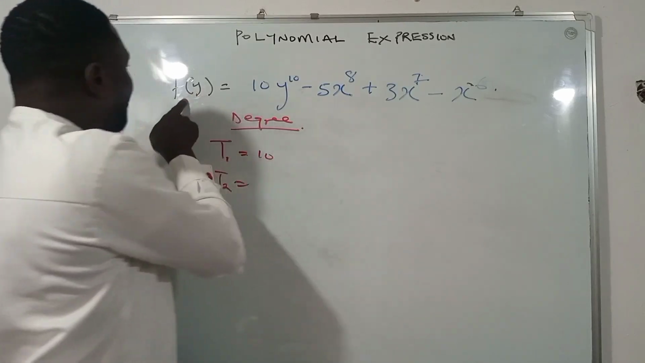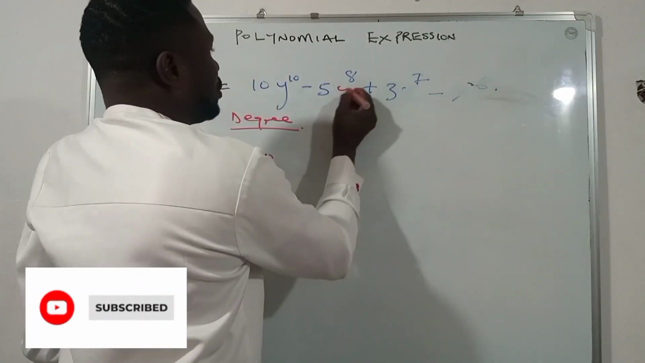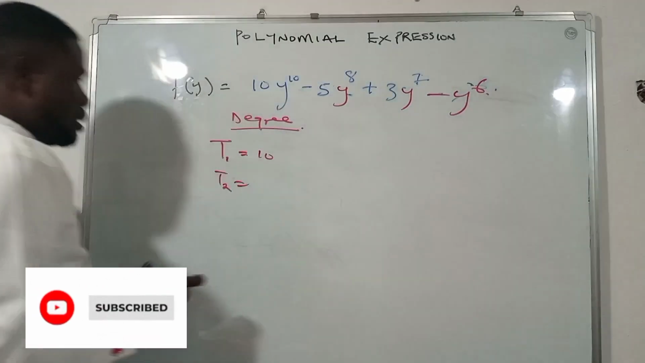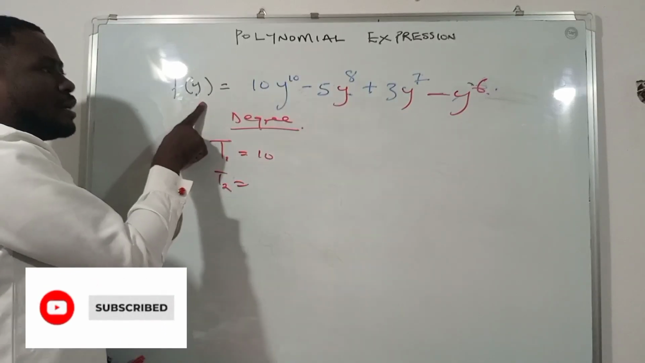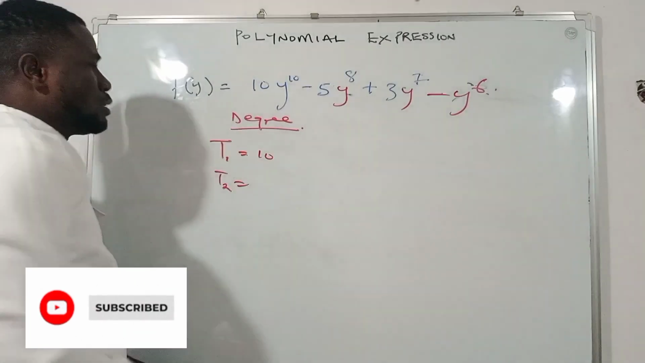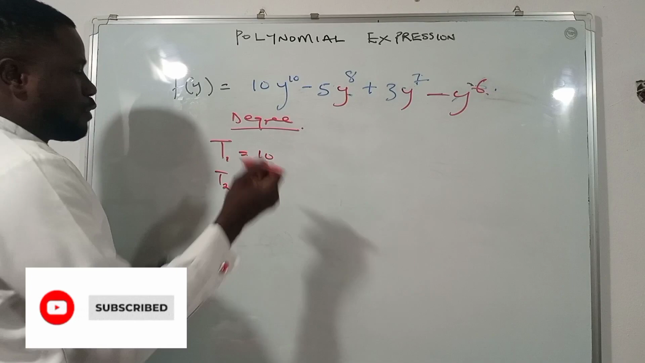For the second term, sorry, because this is f of y, all through here will be y. Please take note, because the expression is defined in terms of letter y, f of y, therefore every one of the variables must be y. So we have the second term, the power of the y is 8.